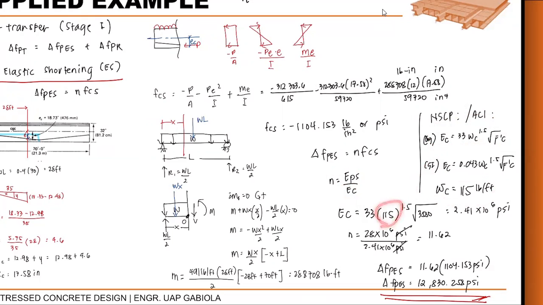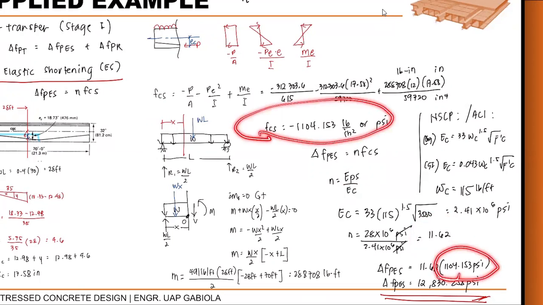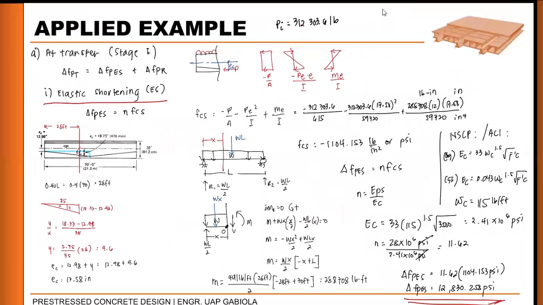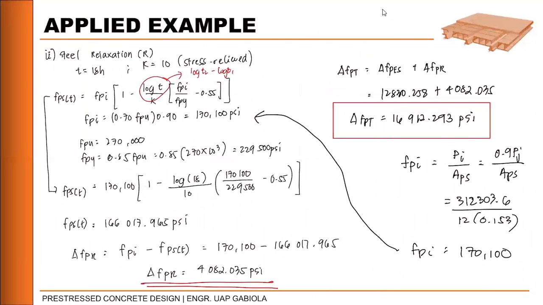Ayan, nilagay dito. Substitute lang. So may nakuha tayo yung value ng EC, no? Then sinubstitute do sa end, nakuha tayong value ng modular ratio na 11.62. And then we just multiplied that dun sa nakuha nating FCS dito. So yung value nun is our stress, no? Or yung stress loss natin due to elastic shortening na 12,830.258 PSI. Okay? Then next, kinalculate naman natin yung steel relaxation using yung parameters na to.